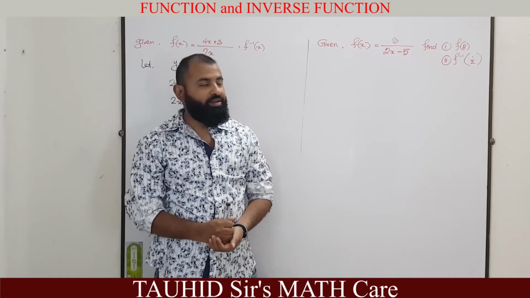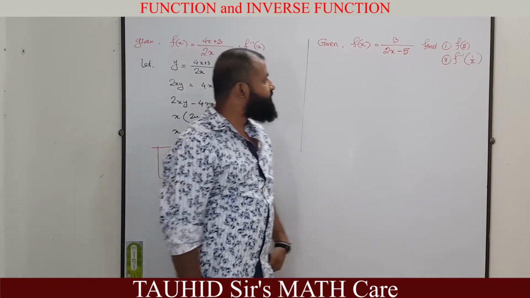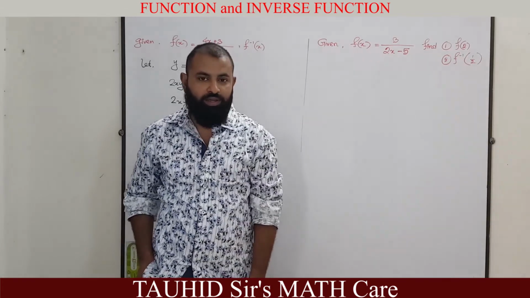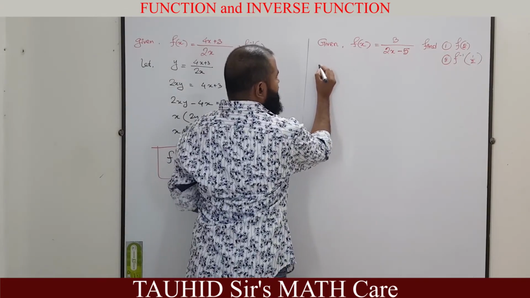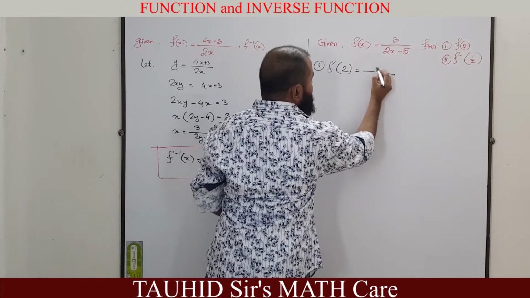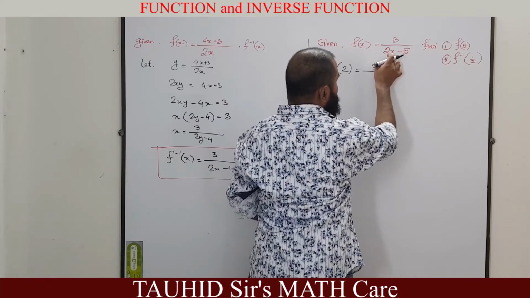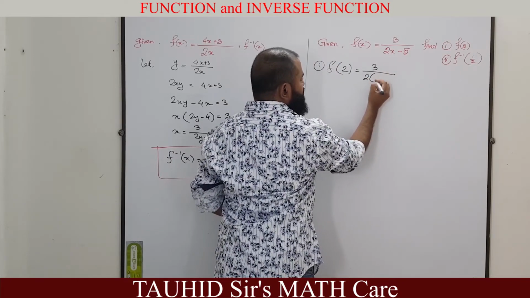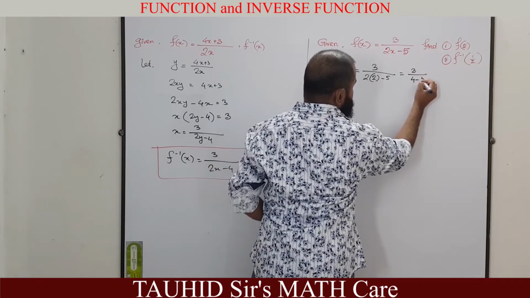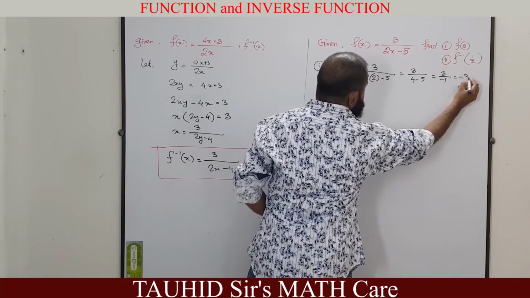So this is our answer. Now let's see another example. Given that f(x) = 3/(2x - 5), you need to find f(2) and f inverse (1/2). We did it before, the question number 1. f(x) is given, so f(2) is the same expression. We will just put a 2 in place of x. So 3 divided by (2 into 2 - 5), 3 divided by (4 - 5), 3 divided by -1, that means -3.